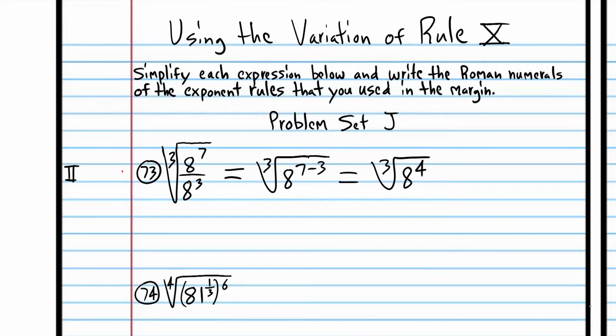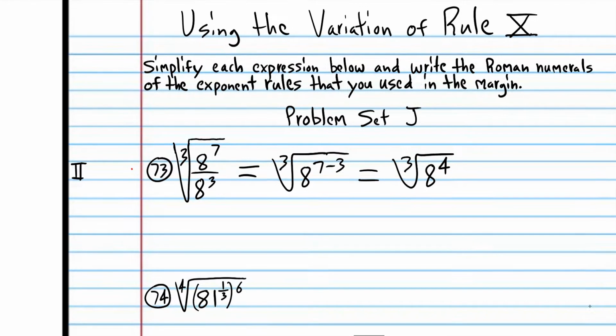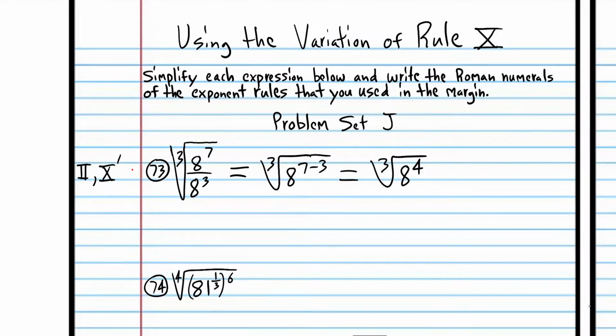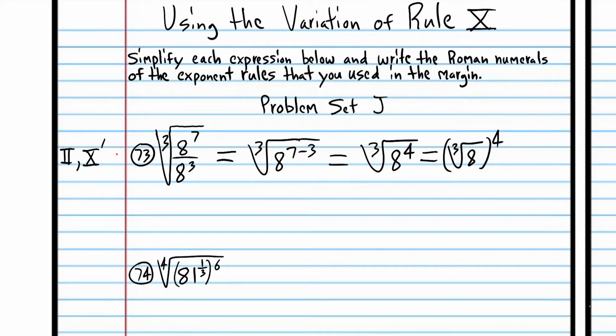And, at this point, we could do 8 to the 4th power and then just cube root that, but 8 to the 4th power is a very, very big number. We want to try to avoid that if we can. So we're going to use the variation of rule 10. So I'm going to write a prime there, 10 prime. And we're going to change it so that this power is on the outside. So it becomes cube root of 8 all raised to the 4th power. Now, why did that help us? Well, because now finding the cube root of 8, that's really easy. What number times itself 3 times is equal to 8? Well, that's just going to be 2.